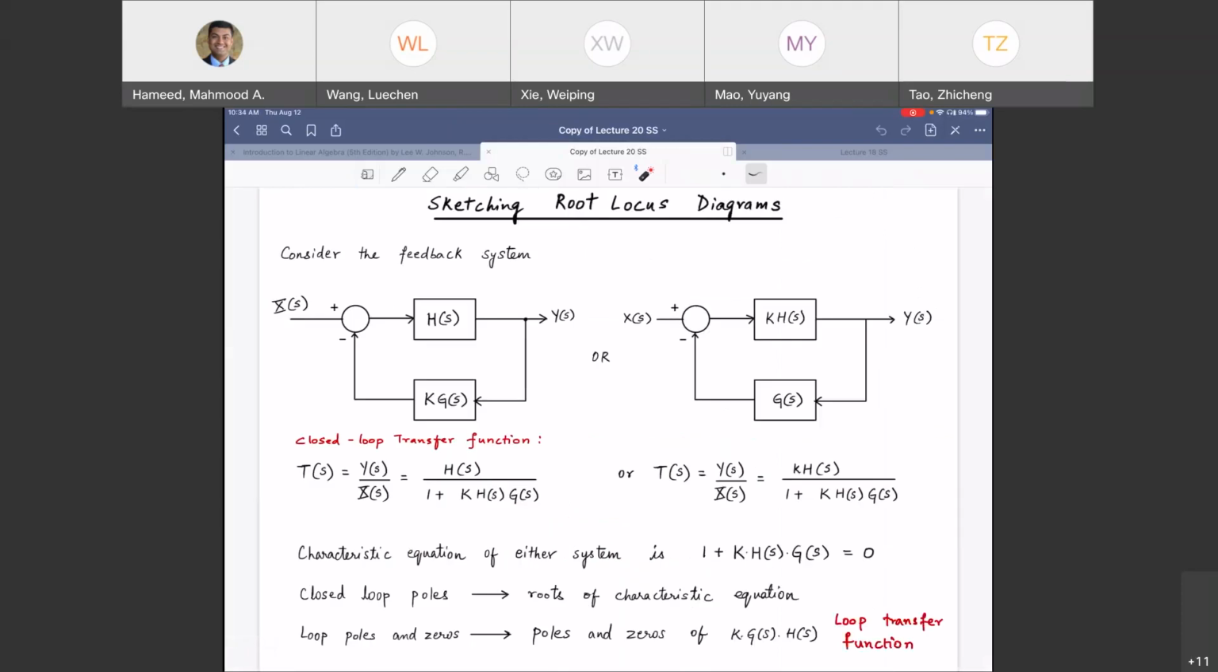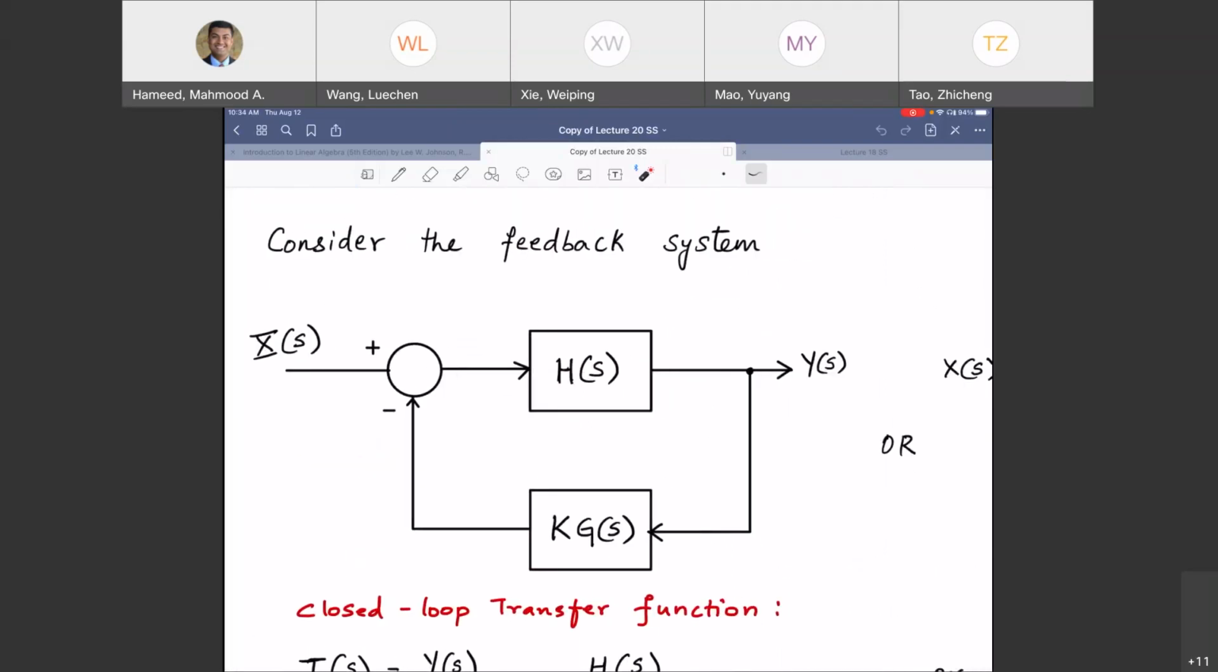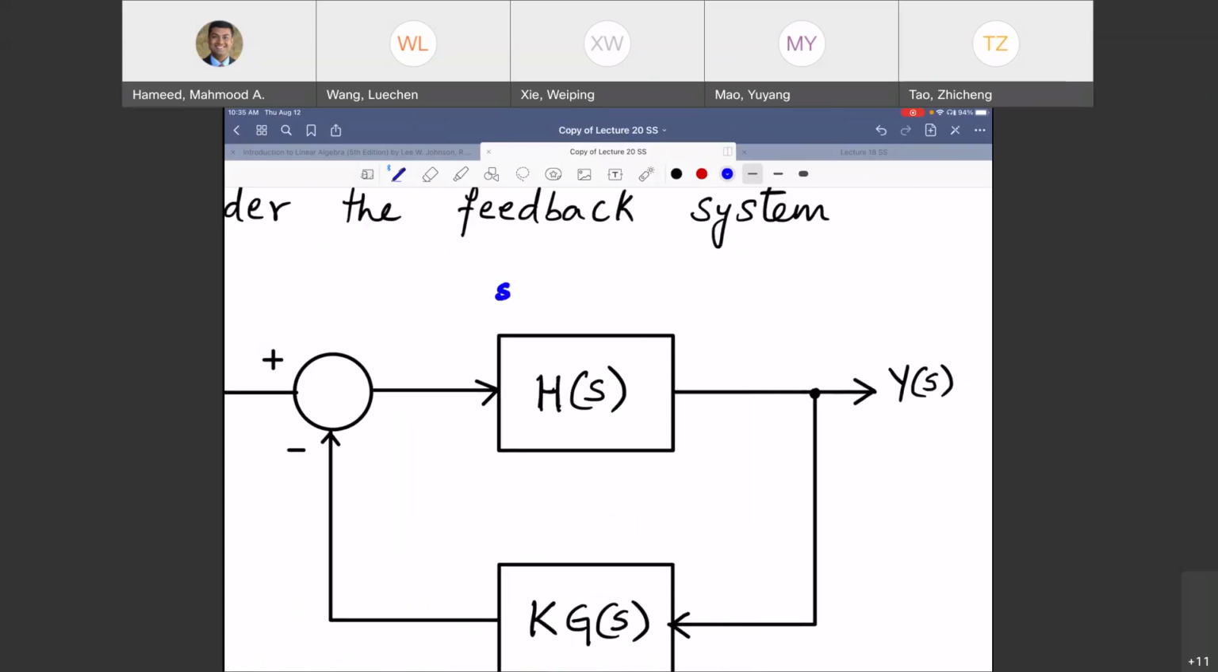And we'll be talking about feedback systems here. And I have two of them. Both of them have the same loop transfer function. So X of S is representing the Laplace transform of my input. H of S is representing what? H of S over here is representing system dynamics.